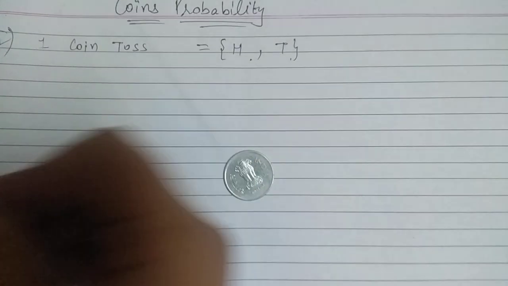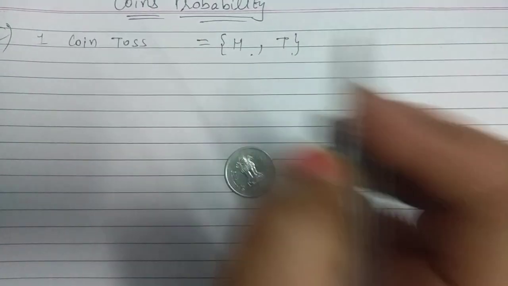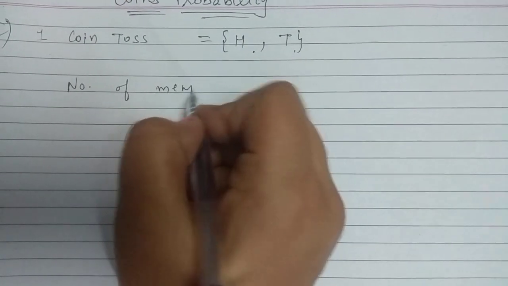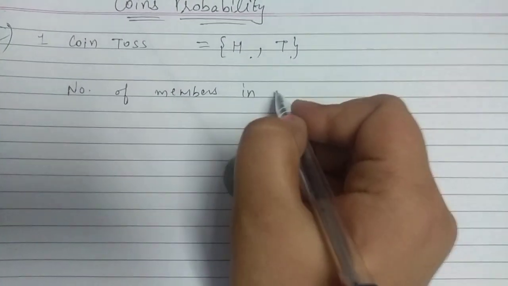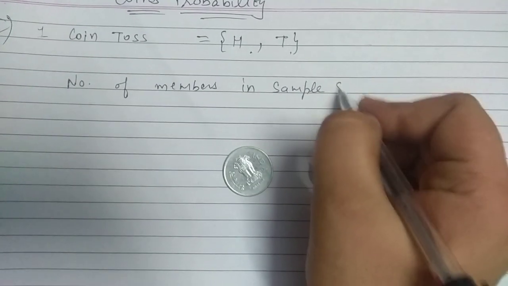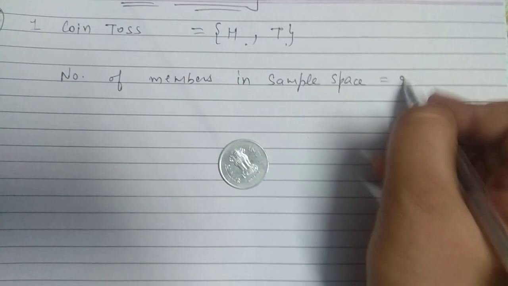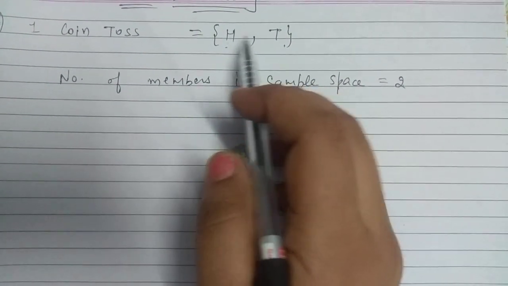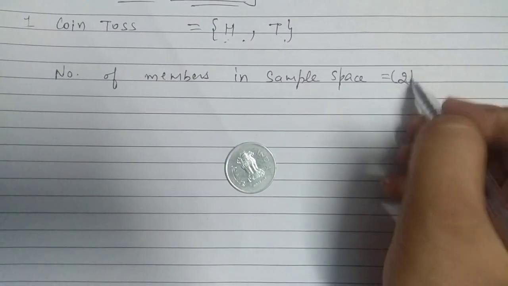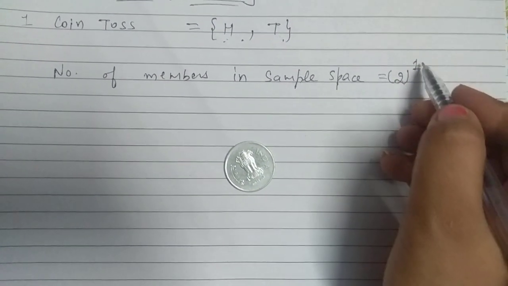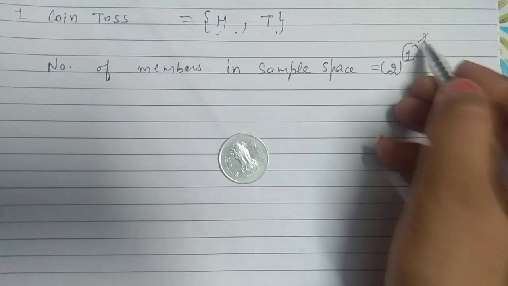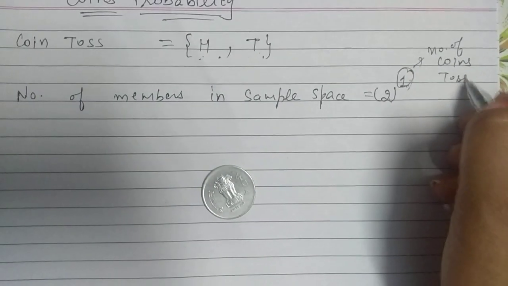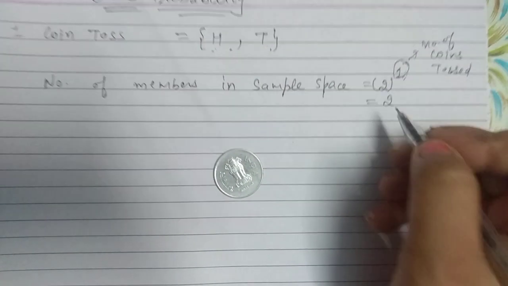Now we have to check how many members are in the sample space. So the number of members in the sample space is 2. Why 2? Because when we toss one coin, we get two cases, head or tail. So 2 raised to power 1. The 1 is the number of coins. The power denotes the number of coins tossed. 2 raised to power 1 means write 2 one time.